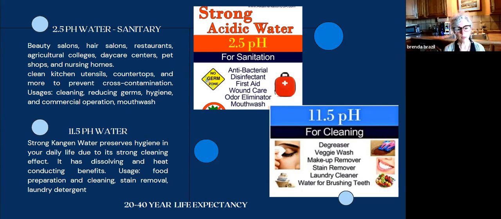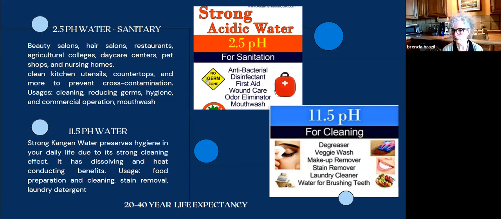And they use it in hospitals. They do have hypochlorous acid machines that only make this water, and they're probably like $20,000 to $30,000, just for this water. And then we have the 11.5 pH, the strong Kangen water. That's amazing too. I had some sap on my car and I used this 11.5 to get the sap off, no problem.